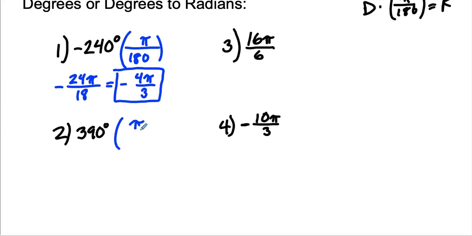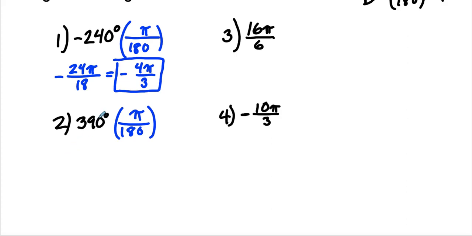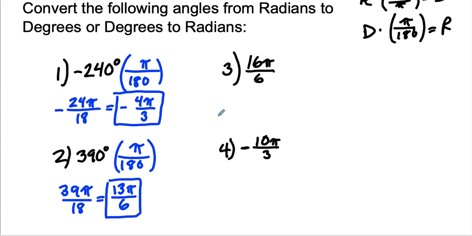Let's do another one. Here we have pi over 180. And again, I'm going to notice right away that I can get rid of my zeros. So I have 39 pi over 18. And next I'm going to divide 3 out of both of these. And that's going to leave me with 13 pi over 6. And notice now there's nothing more you can divide here. So now you have a fraction in lowest terms, and you have your angle in radians that is equivalent to 390 degrees.